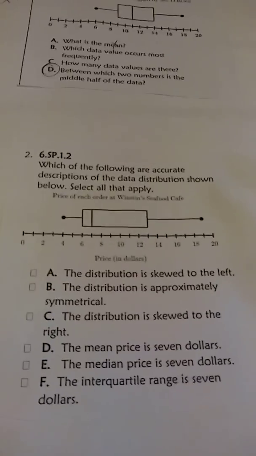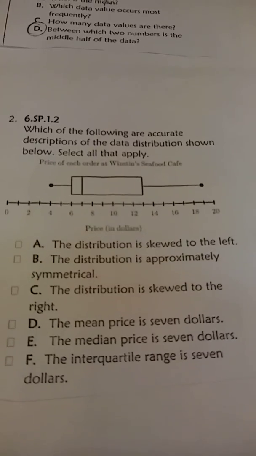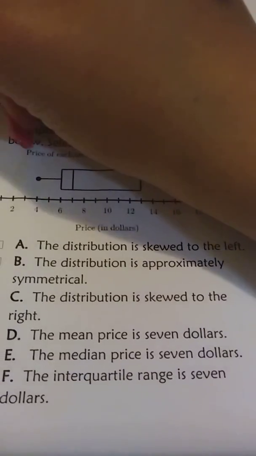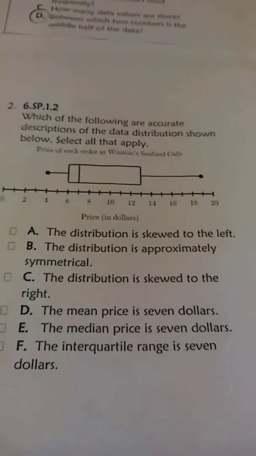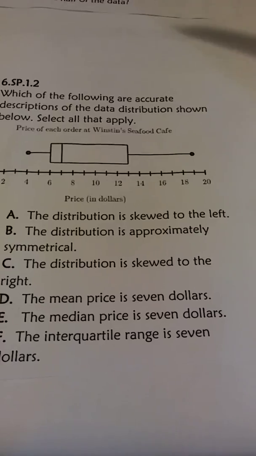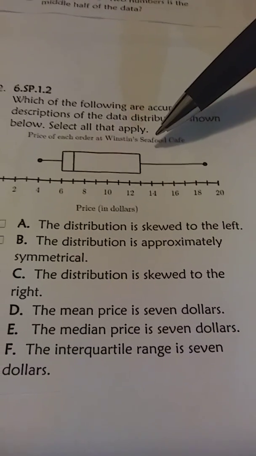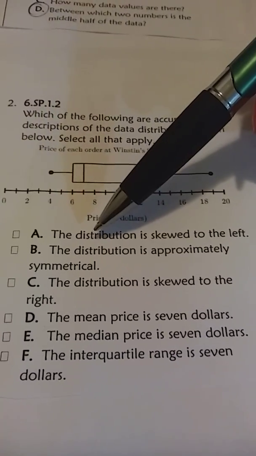Okay, let's go ahead and try this question. Which of the following are accurate descriptions of the data distribution shown below? Select all that apply. Make sure that you're labeling this number 13. A, the distribution is skewed to the left. Well, the tail is on the right, so actually this is skewed to the right, not the left. So that's not an option.